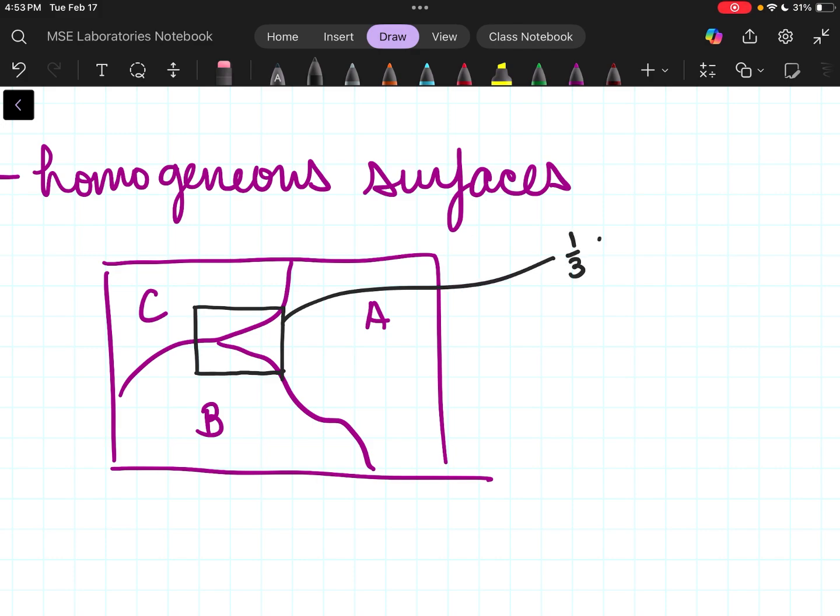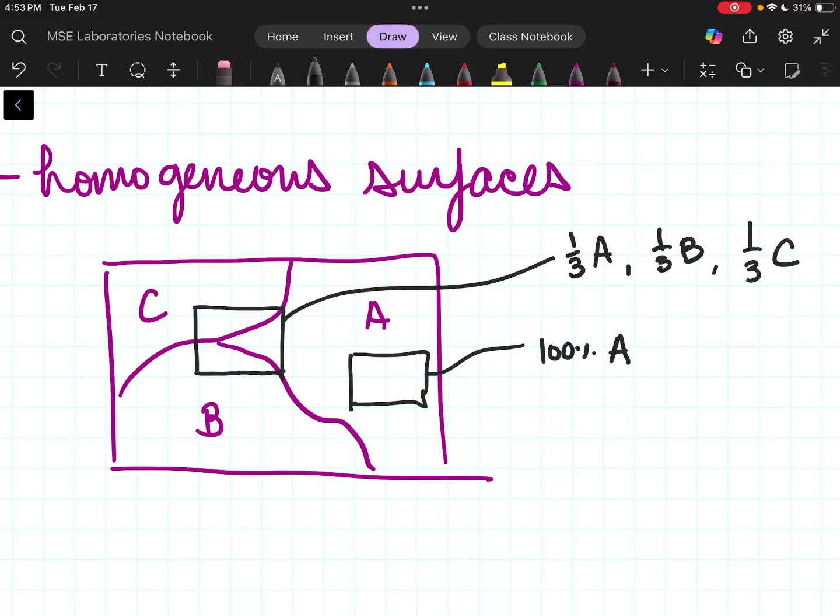If I take my XRD scan here, I'm going to say that I probably have 1/3 of A, 1/3 B, and 1/3 C. But if I bump my rock to the left by just a couple millimeters and I'm now collecting data from here, I'm going to say 100% of my material is material A. And I'm going to get no B and no C. So I'm not getting a bulk analysis.